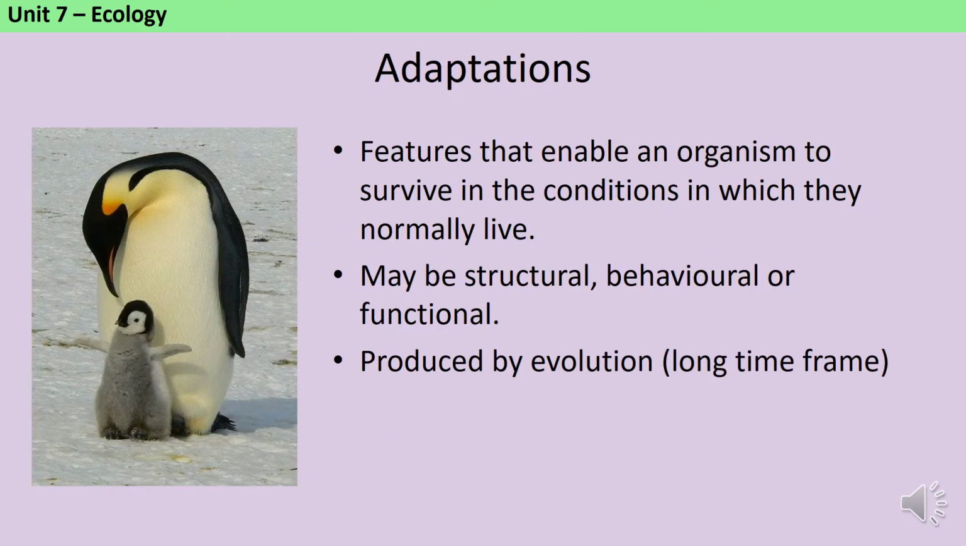Adaptations are features that enable an organism to survive in the conditions in which they normally live, what we call their habitat. Those adaptations can be classified as being structural, behavioural or functional, and they're produced by evolution over a relatively long time frame. When we say that an animal or a plant is adapted, we don't mean that it's changed its behaviour in its lifetime or it's grown a thicker coat. We mean that over maybe thousands of years and several generations, that species has become better adapted to the environment in which it currently lives.